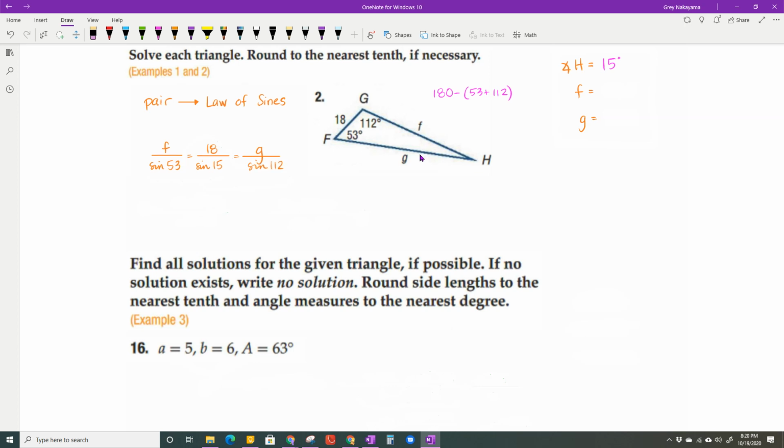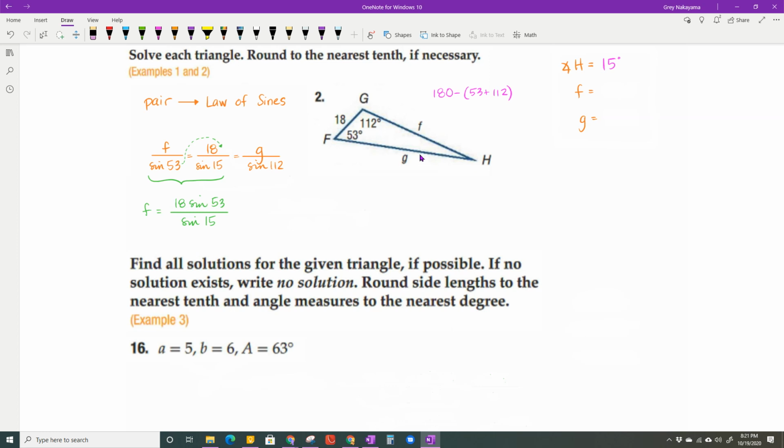Now, if you can set it up like this, what I'm looking for, you're going to take just two ratios. So I'm going to take these two to begin with, and I'm going to solve it for f. So to solve it for f, all I have to do is multiply by the sine of 53, which in essence moves it to there. So that means that f equals, what's on top is 18 times the sine of 53, and what's on bottom is the sine of 15.